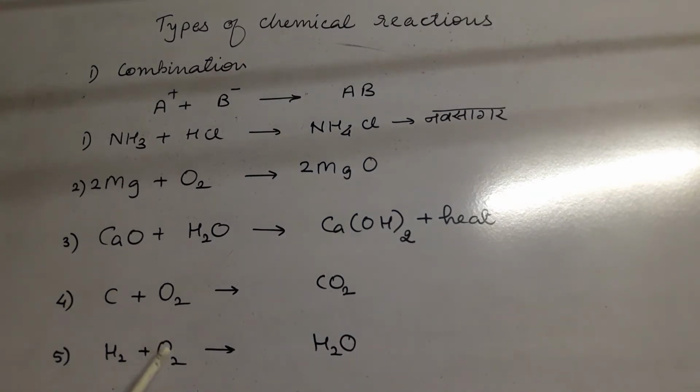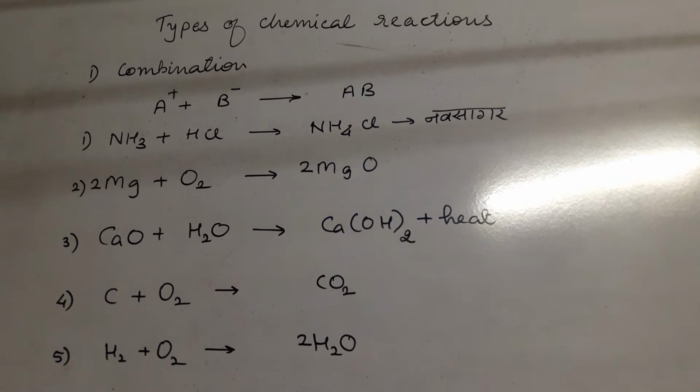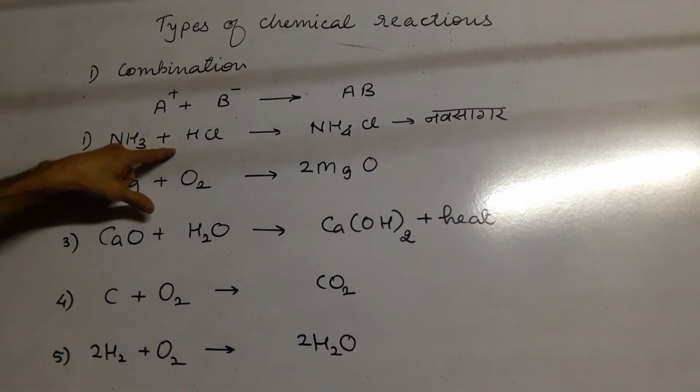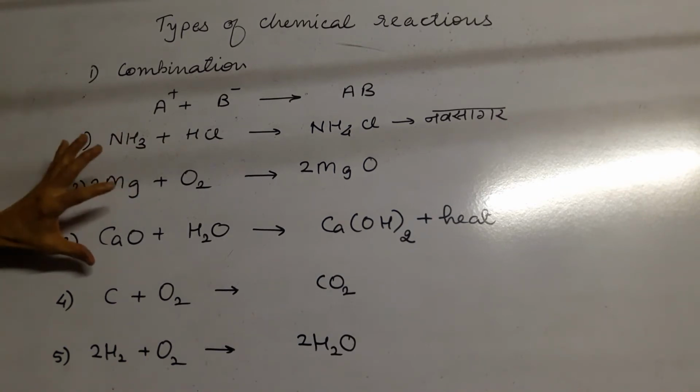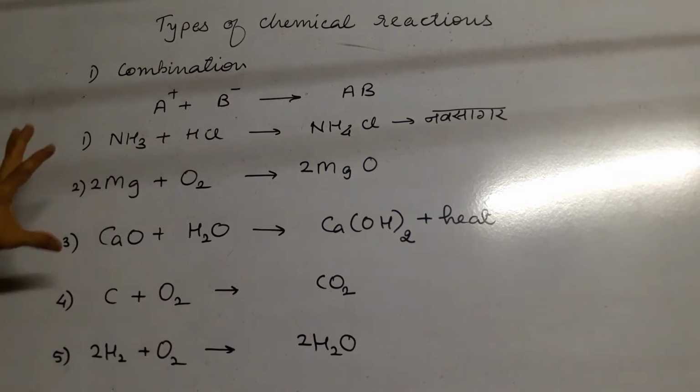Here oxygen is 2. So let us balance this now. Here oxygen is 1, so let us write 2. But while balancing oxygen, we will find the number of hydrogen also increased by 2. So write here 2. And therefore these are the reactions for combination. You will find that in combination, two or more compounds or elements come together to form one compound. So this is called combination.